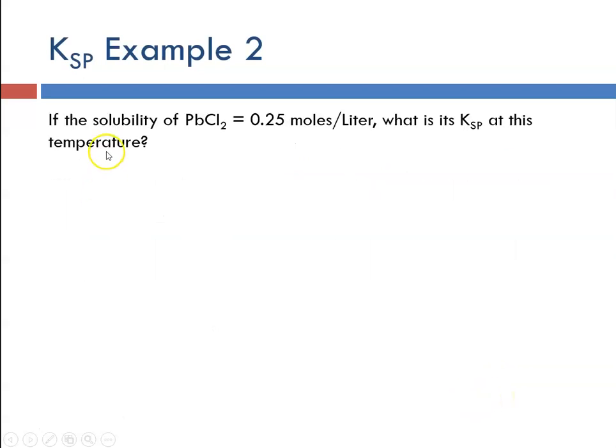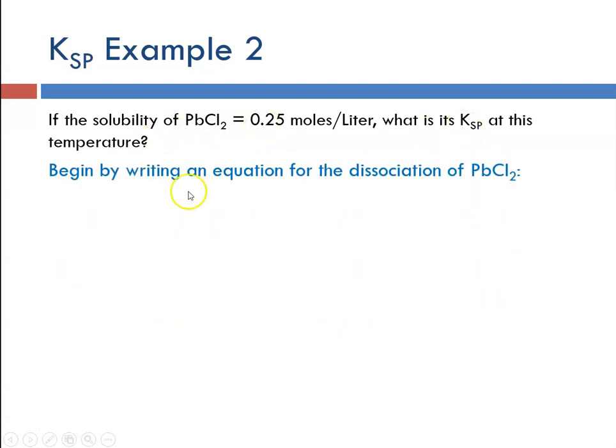Example 2. If the solubility of lead 2 chloride is 0.25 moles per liter, what is the value of the KSP at this temperature? Begin by writing the equation for the dissociation of lead 2 chloride. So there we have it, noting that for every 1 lead chloride, you get 1 mole of lead ions and 2 moles of chloride ions. Here's our KSP expression. KSP is the concentration of lead times the concentration of chloride ion squared.